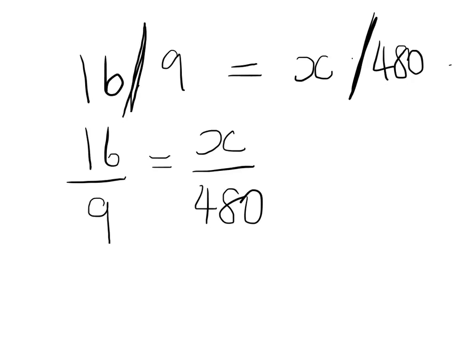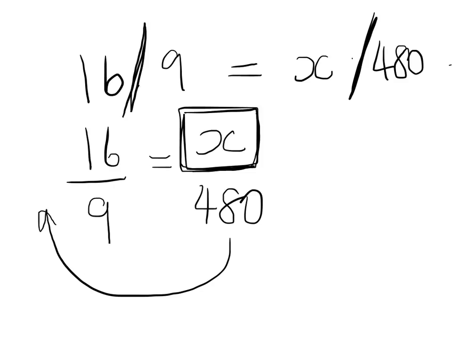Now, this is where it starts to get a little bit more understandable. I need to find out what this value is here. The way that I do that is I have to move this 480 over to the other side. If I take 480 over to this side, because I'm dividing here, I need to multiply here.